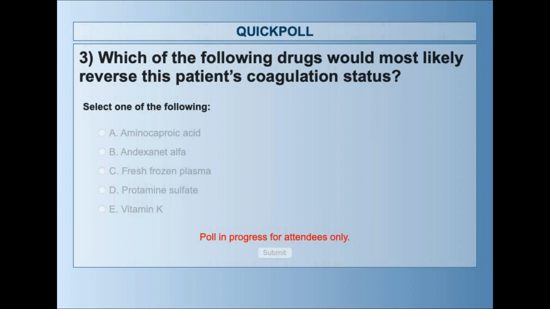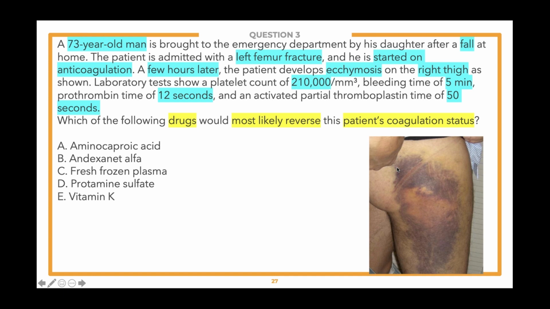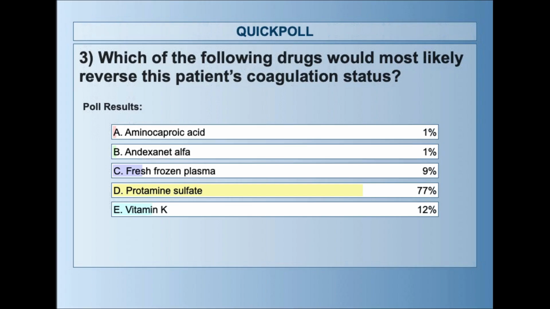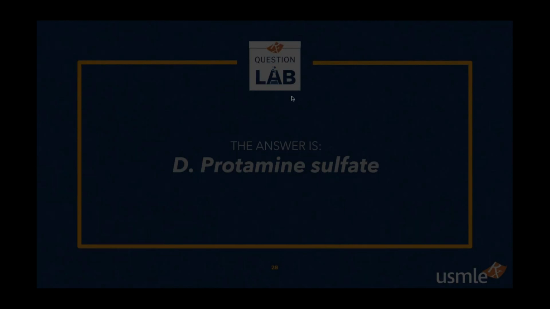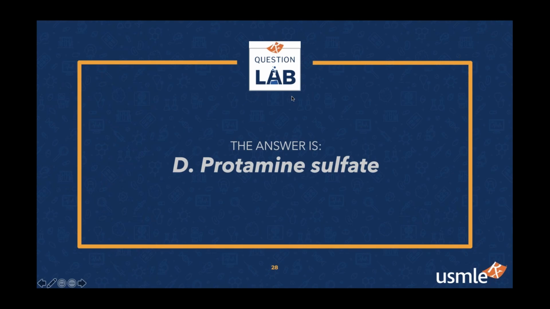Once again, we have a sort of runaway answer choice there, answer choice D with protamine sulfate. Some of you were thinking vitamin K and fresh frozen plasma. So let's go ahead and reveal the answer. The answer for our final question is indeed protamine sulfate. Almost 3/4 of you, a little bit over that, got it right. If you didn't, that's okay.